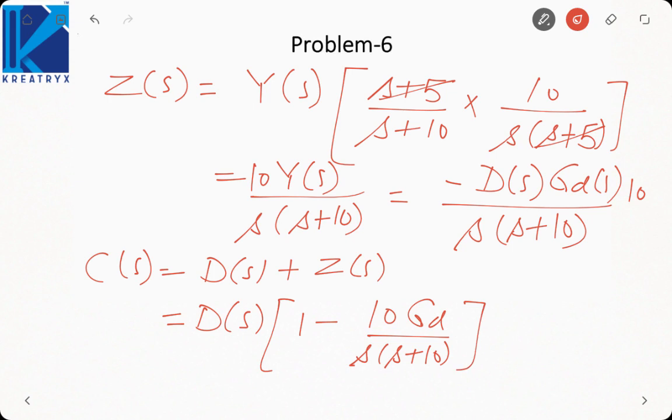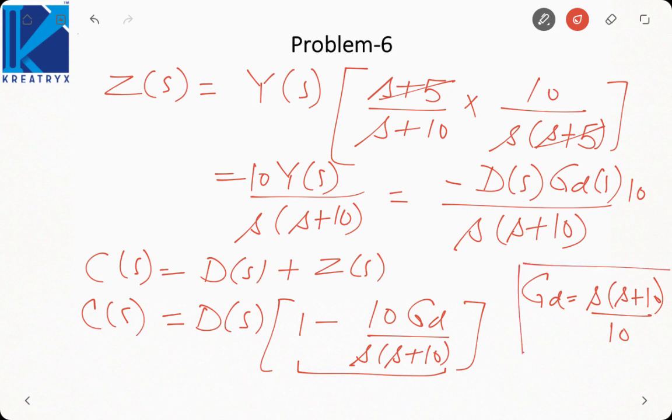Now I told you we need to eliminate the effect of disturbance on C(s). That is, C(s) should not depend on disturbance. That means this term should be 0 because the component of D(s) in C(s) should be 0. It implies G_D would be equal to (s plus 10) upon 10. This would be my G_D transfer function. Okay. So this is how, if we are eliminating the effect of any parameter on the system, then we need to take the transfer function between those two things as 0. If the transfer function is 0, that means the effect of certain parameter is not reflected on the output of the system.